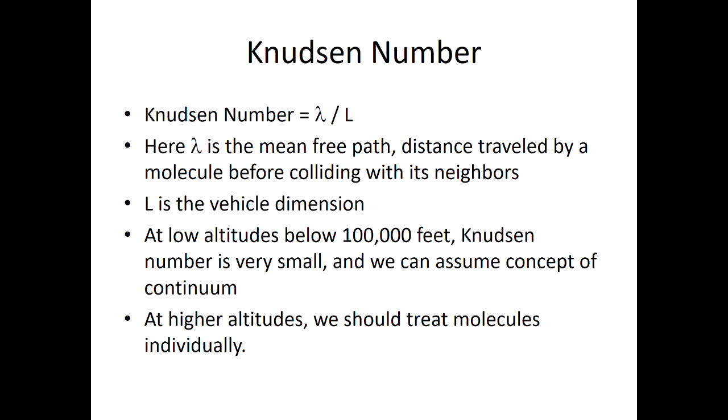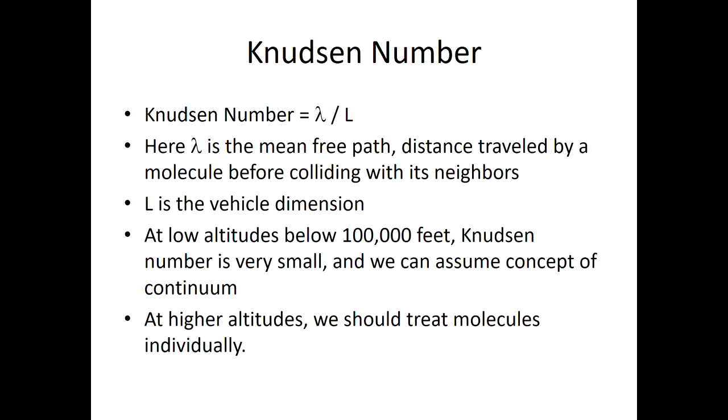What do we mean by mean free path? Air is made of molecules. You have hydrogen, nitrogen, oxygen, you name it. And they are discrete molecules, so they are constantly moving about and colliding with each other. So the average distance that a molecule travels before it bumps into its neighbor is called the mean free path.